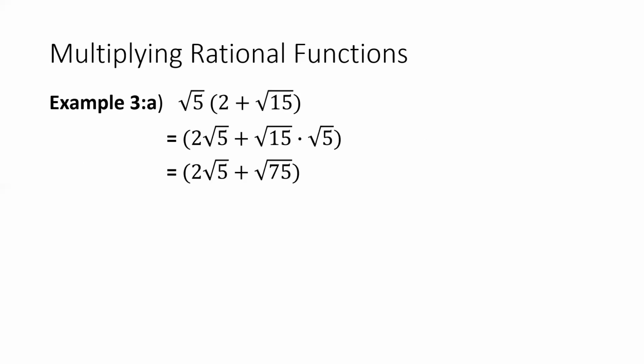So 15 times 5 is root 75. And now this is where this section comes into play. It seems like I can't combine these any further, but I've got to check to make sure. Can I simplify my root 75?